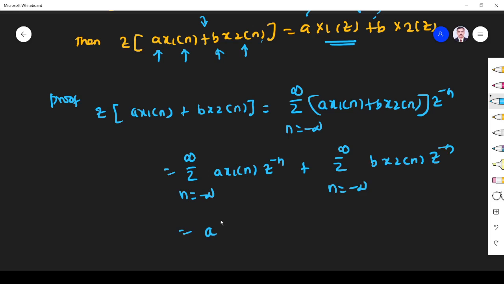A is a constant, so take it outside. The sum over n from minus infinity to plus infinity of x1 of n z power minus n is X1 of z. Similarly, take b outside, then the sum over n of x2 of n z power minus n is X2 of z. So now it is proved. Clear? This is what I had to prove. Hence proved.